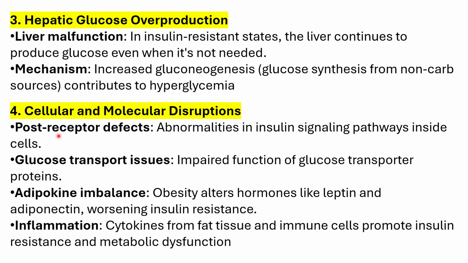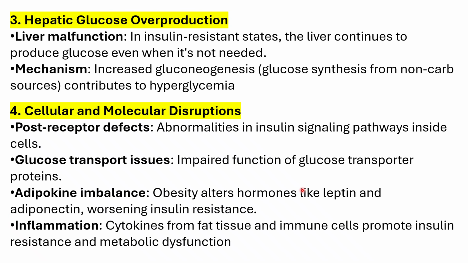Cellular molecular disruption, post-receptor defects, abnormalities in insulin signaling pathways inside cells. So insulin signaling pathways inside the cell. So somewhere I feel that type 2 is more where it's not functioning properly, right? Glucose transport issues: impaired function of glucose transporter proteins, so it's not functioning properly. There is a fault in the mechanism, you know.